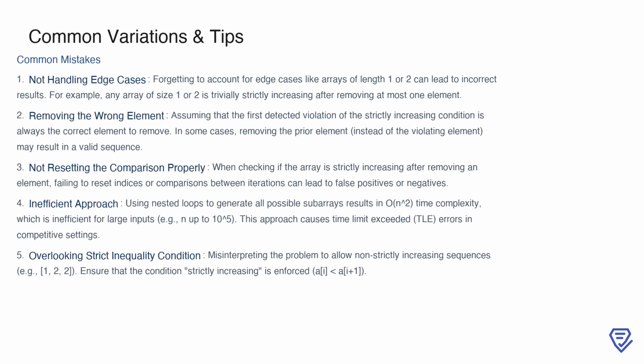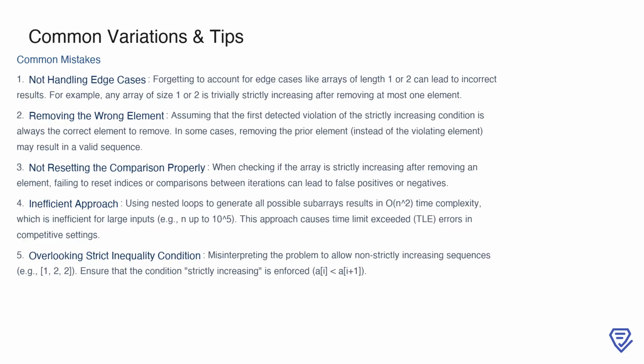One common mistake in this problem is neglecting edge cases, such as arrays with only one or two elements. These scenarios are straightforward because any array of size 1 or 2 is inherently strictly increasing after removing at most one element. Another frequent error is removing the wrong element. It's tempting to assume that the element causing the first violation of the strictly increasing condition is the one to remove, but this isn't always correct. Sometimes, removing the element before the violation leads to a valid sequence instead.